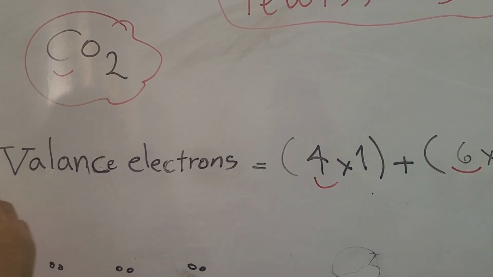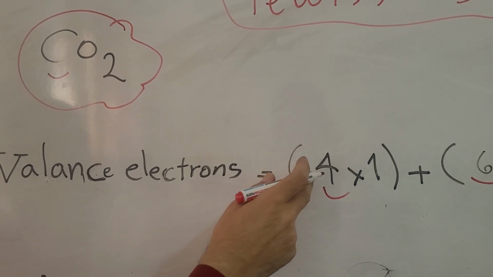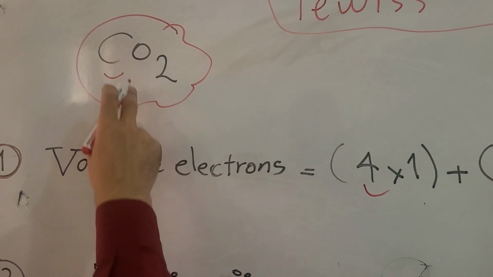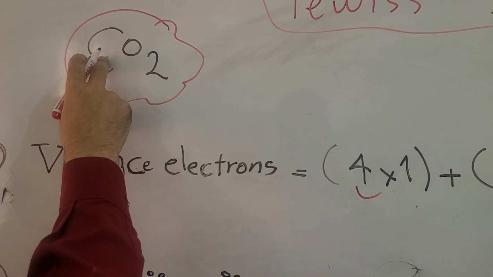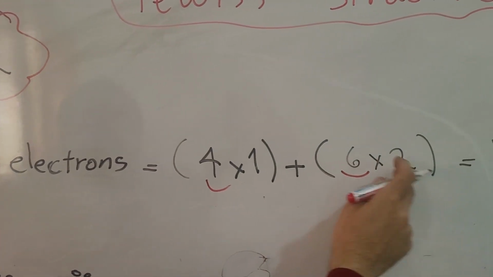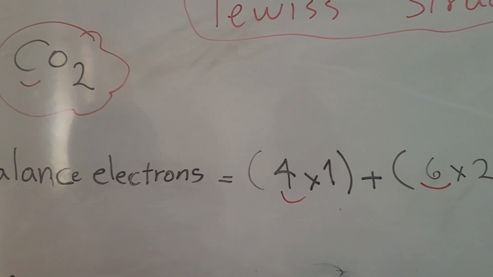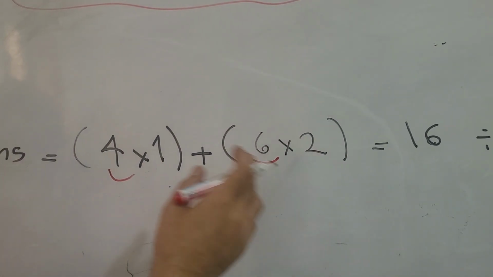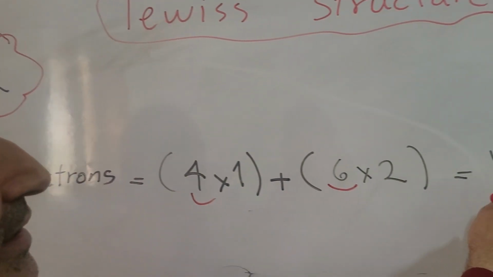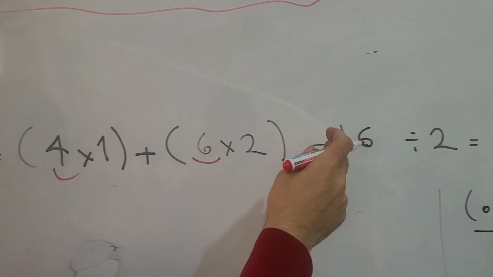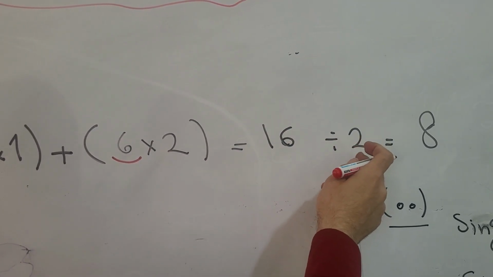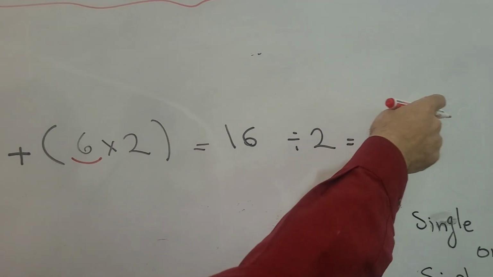Okay. 4 times 1, why? Because we have one atom of carbon. 6 times 2, because we have 2 atoms of oxygen. So, sum of the electrons in this compound is 16. And I divide 16 by 2 equals 8.